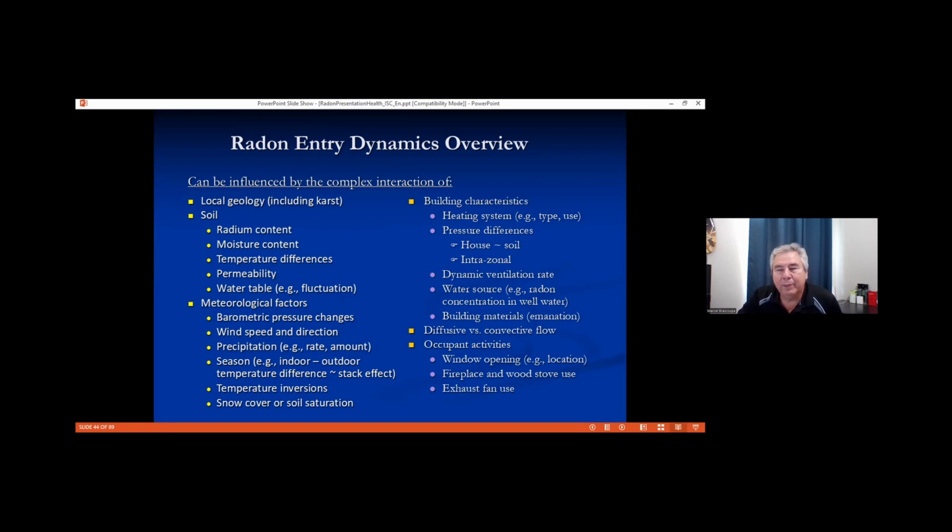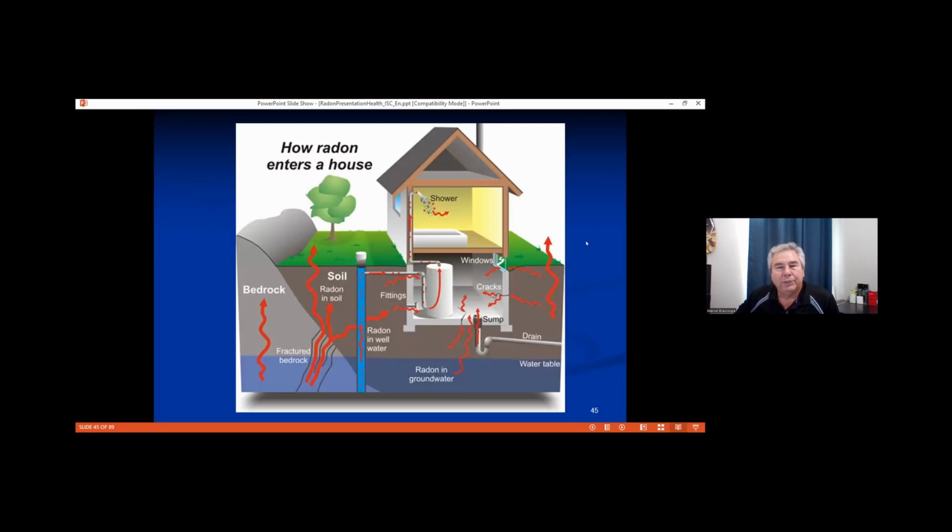So again, depending on the occupants, what they're doing, they may be either creating a problem or not, or fixing a problem manually. If you're using a fireplace or wood stove, those are acting as exhaust fans, essentially. You're taking air from the basement and you're shooting it up the chimney. So you may be depressurizing your basement, causing radon to infiltrate into your home. Same thing with exhaust fans. So there's a lot of factors that influence just how much radon is getting into your home, as you can see.